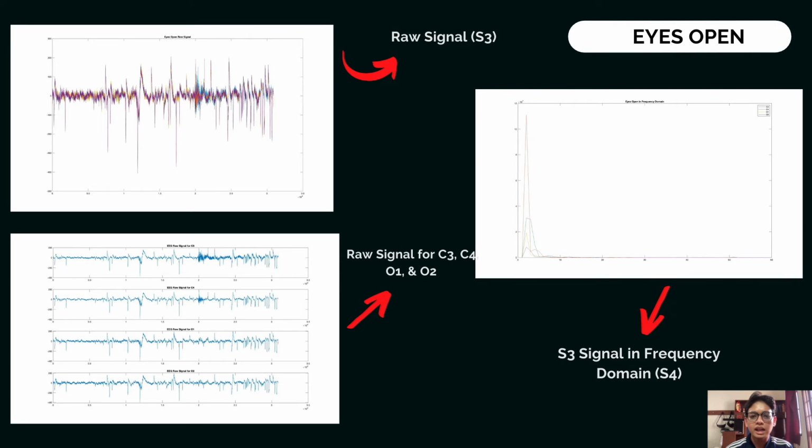Next, same goes for the eyes open. We have raw signal S3, the raw signal for the electrodes, and the S3 signal in the frequency domain, which we name S4. For S4, we observe that electrode C4 shows the highest peak amplitude.